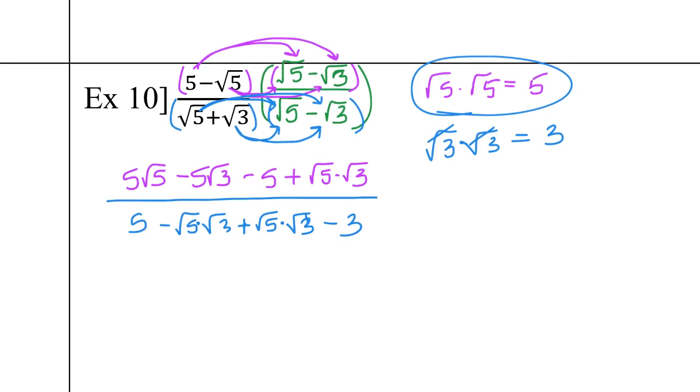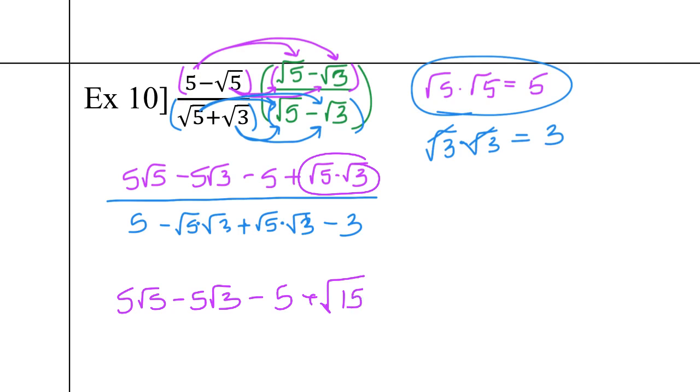Now that everything's been multiplied, let's try to combine what I can. In the numerator, I need to simplify these things down. I cannot add these two together because they do not have the same number underneath the radical. So these are going to be stuck the way they are: 5 square root of 5 minus 5 square roots of 3. Minus 5 does not have a like term yet, but I can simplify this piece of multiplication. I'm going to use my multiplication property to multiply 5 and 3 underneath the radical to make it a 15.